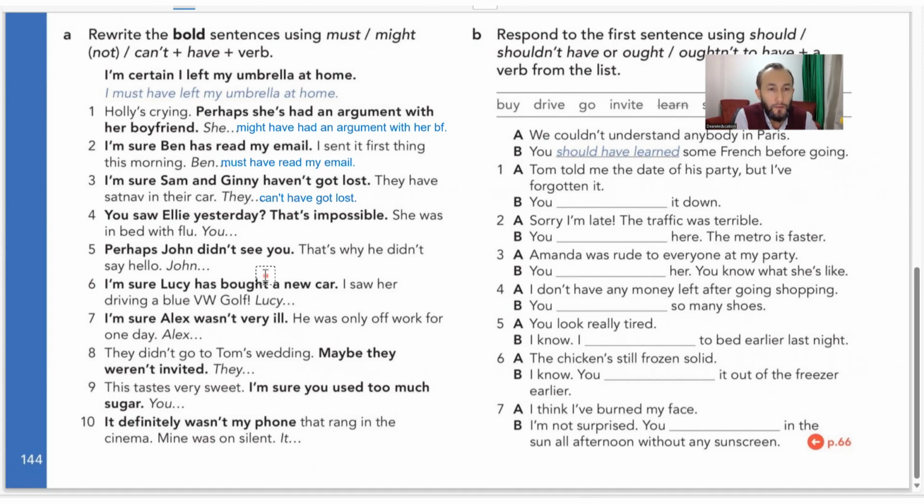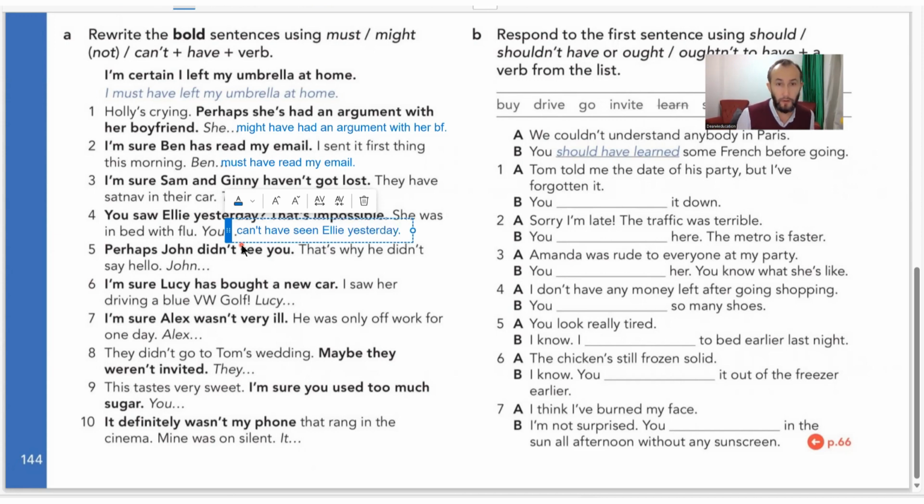Abdurrahman, number four. You saw Ellie yesterday. That's impossible. She was in bed with flu. You can't have seen her yesterday. You can't have seen Ellie yesterday. Very good. I wrote her. No, you can't have seen would be the answer. You can't have seen Ellie.